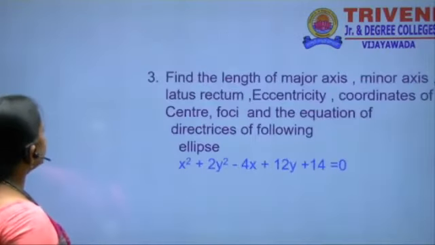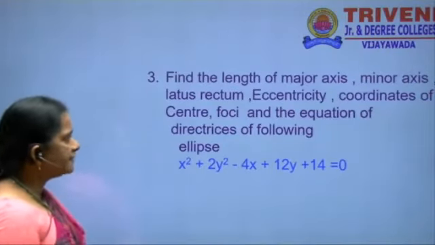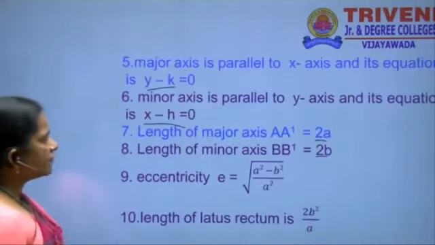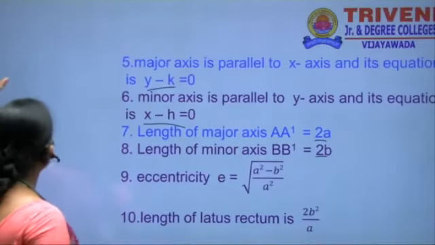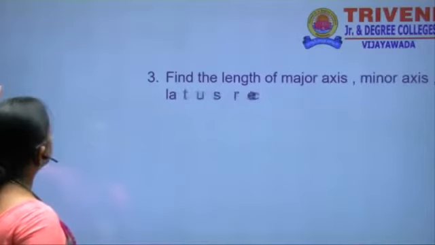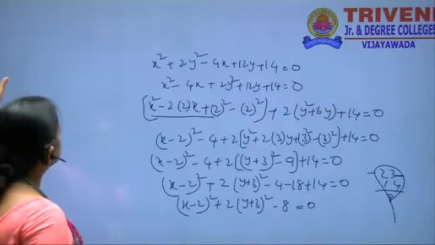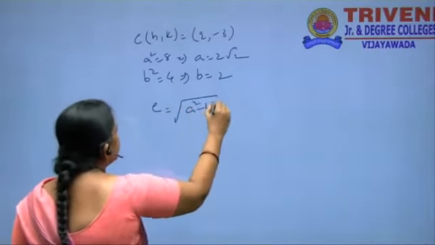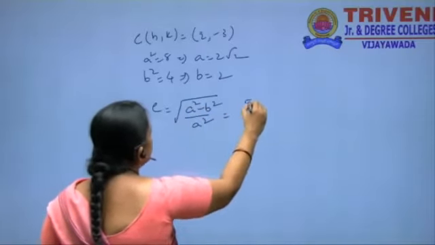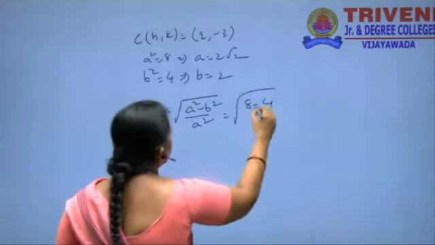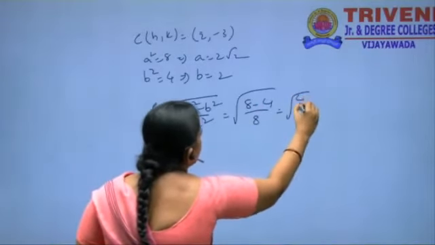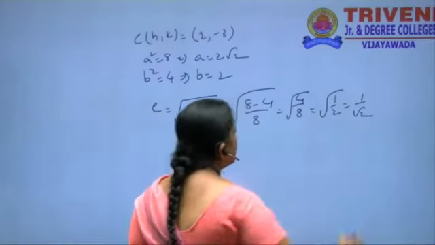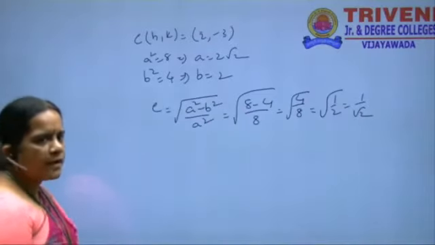Then we have to find the length of latus rectum and eccentricity. First we have to find the eccentricity. The value of eccentricity is square root of (a square minus b square) by a square, that is equal to square root of (8 minus 4) by 8, that is equal to square root of 4 by 8, that is equal to 1 by 2, that can be written as 1 by root 2. Then eccentricity is 1 by root 2.